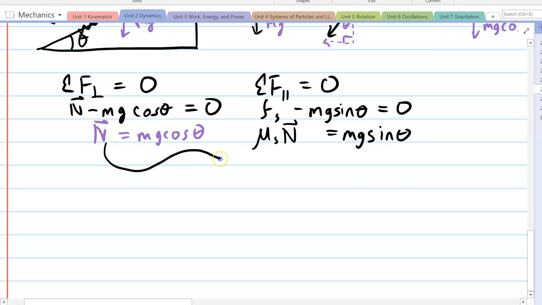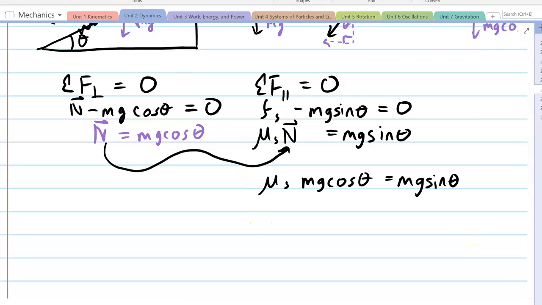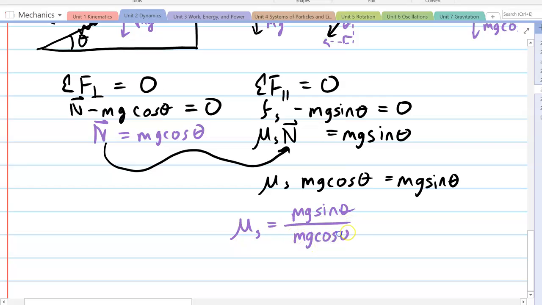We know what the normal force is equal to, so let's substitute that in. And then we get something pretty interesting here. If I solve for the coefficient of static friction, I get mg sine theta divided by mg cosine theta. This is the result that I found really interesting the first time I did it. It is actually just equal to the tangent of the angle.